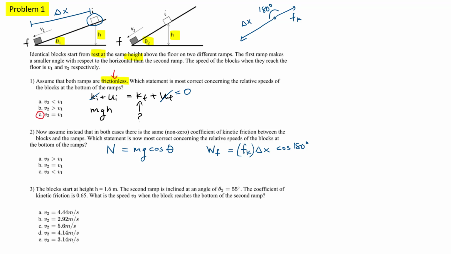If there is more work done by friction, it means friction has a bigger effect on the speed. So we're going to conclude here that V2 is going to be bigger than V1 because V1 here simply has more friction.